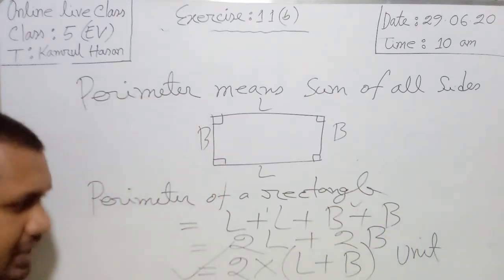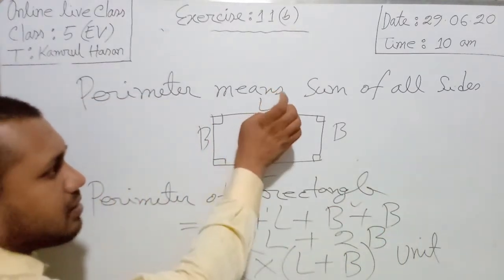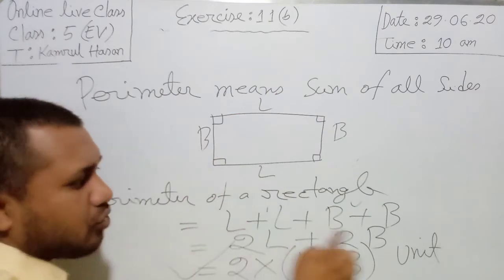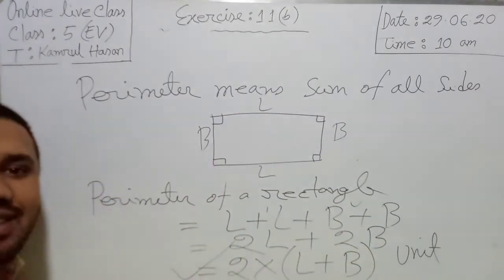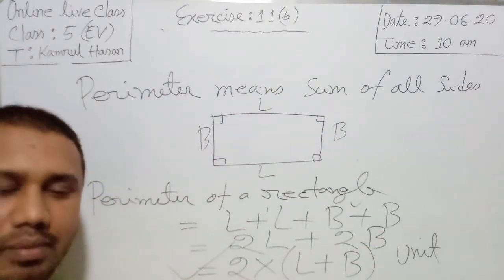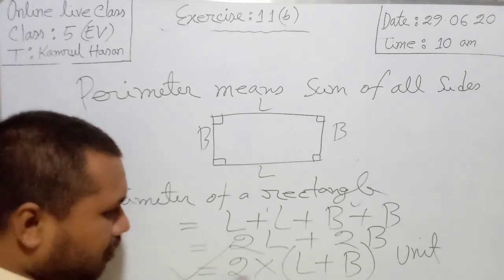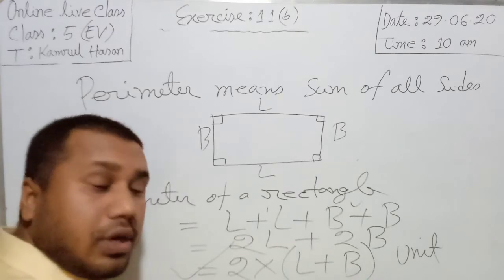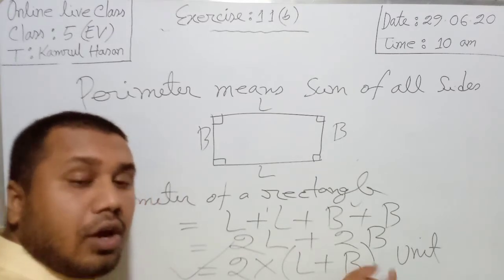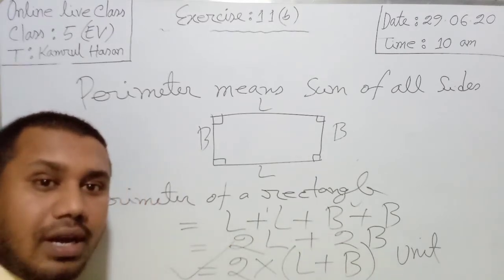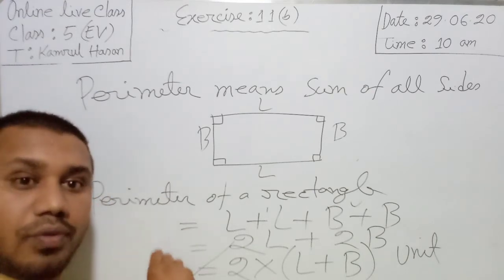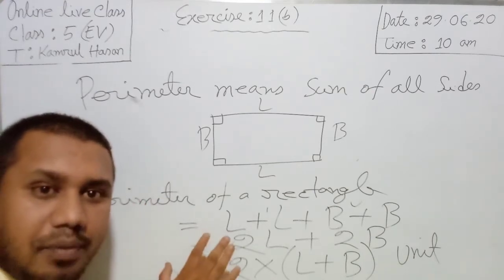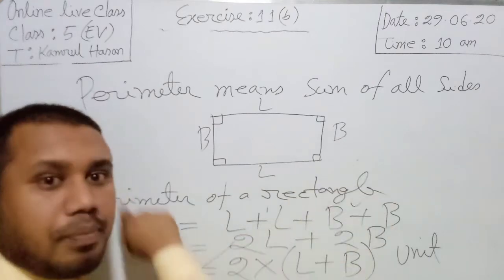Look, the answer will be the same: length plus breadth plus length plus breadth. So we can say the perimeter of a parallelogram and the perimeter of a rectangle, the formula is 100% the same: 2 into length plus breadth, unit, not square. Remember that. When do we need to use square? When it is the formula for area, not perimeter. Perimeter means the length of the boundary.